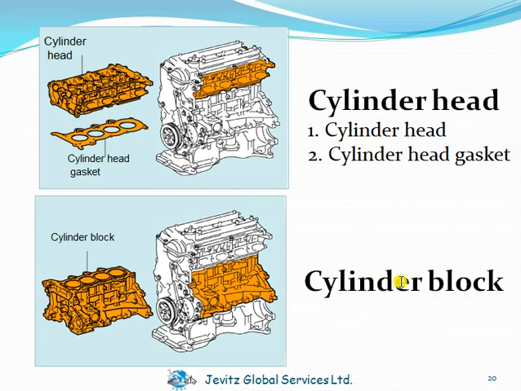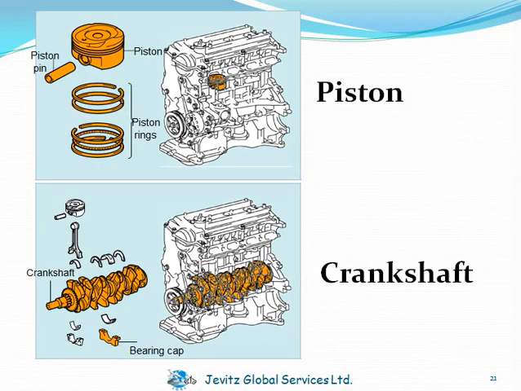The second one is the cylinder block, as we can see here. Here it is shaded when mounted on the engine. The other picture here is when the cylinder block is removed from the engine. So the picture of what you can see here is a picture of a cylinder block.